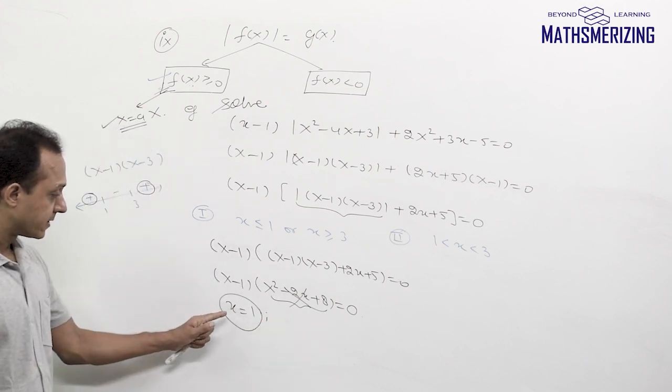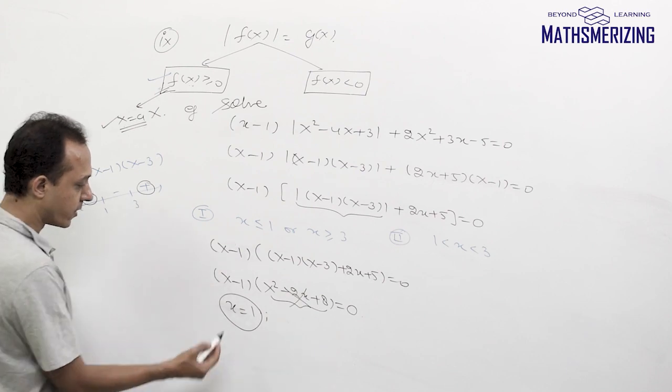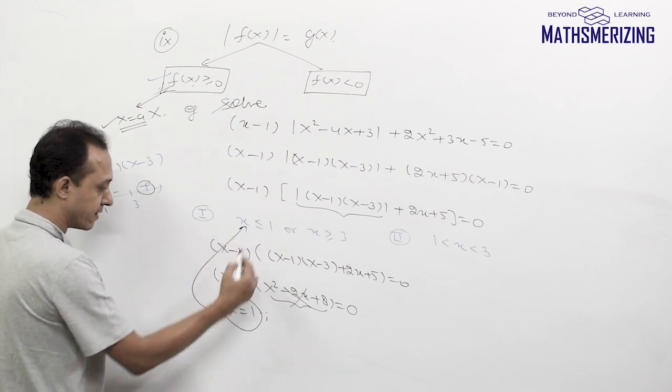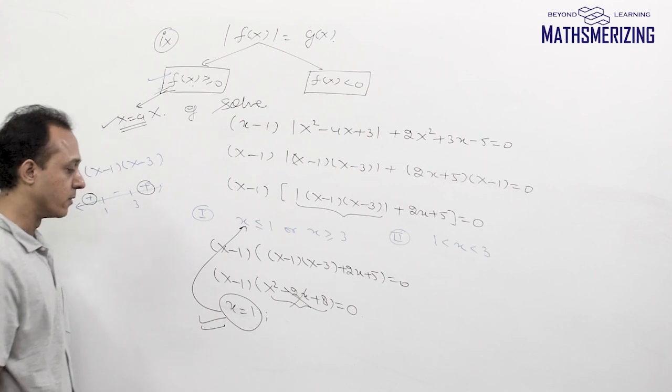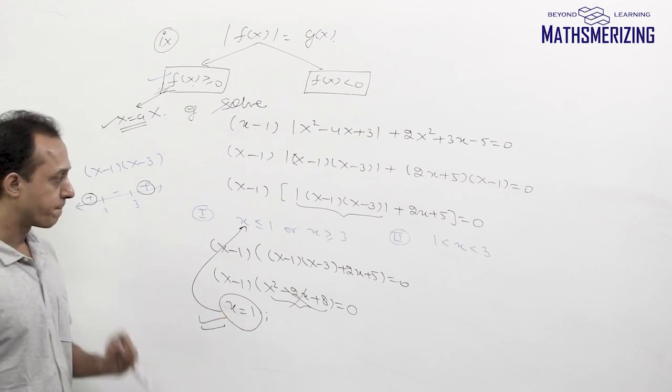Now I need to check whether this result satisfies the given condition. So x equal to 1, it lies in this interval. So that means I'll choose this value. So this is x equals 1.